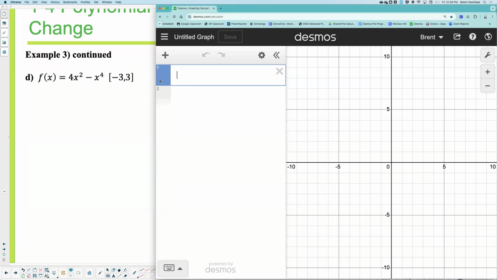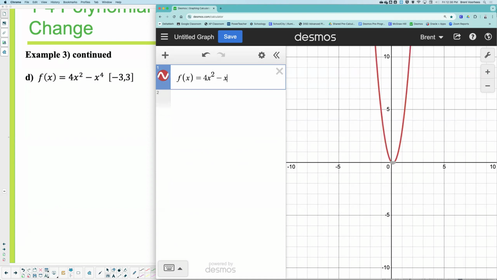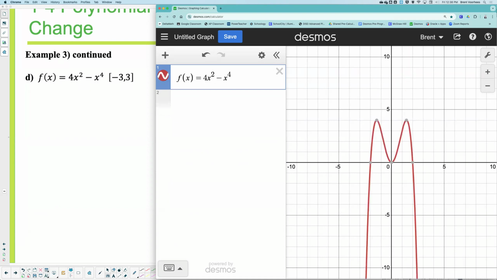Okay, I want to type in the equation. F of x equals 4x squared minus x to the 4th. Hey, quick question. What's my degree on this function? Very good. It's the highest power, so the degree is 4. Does this have all 4 zeros? It only has 3.